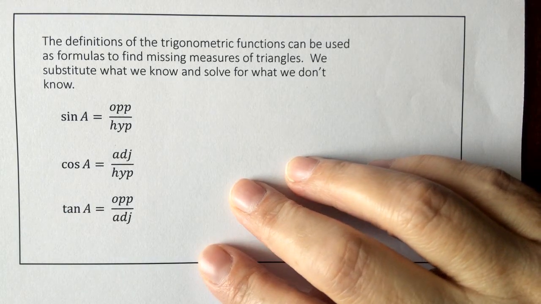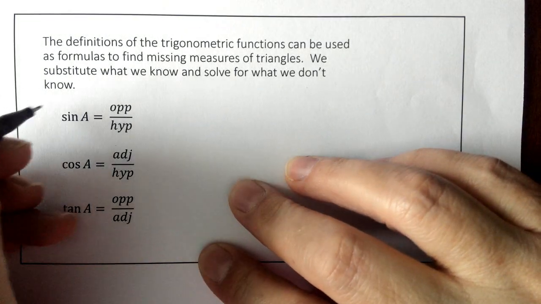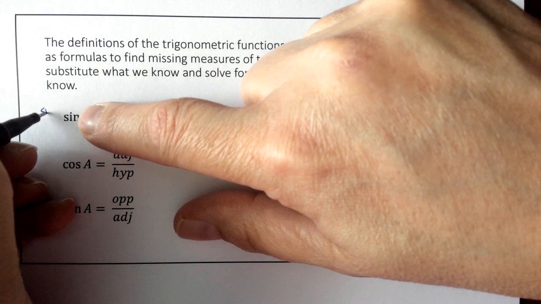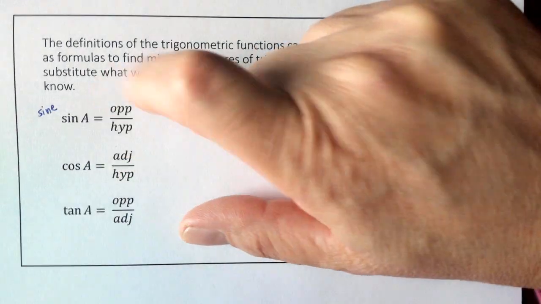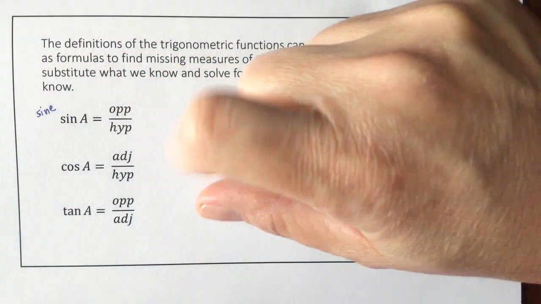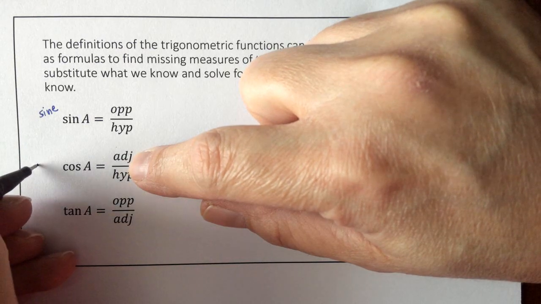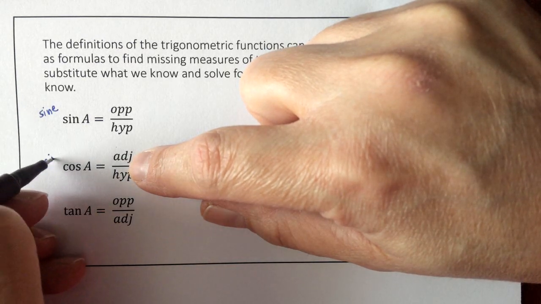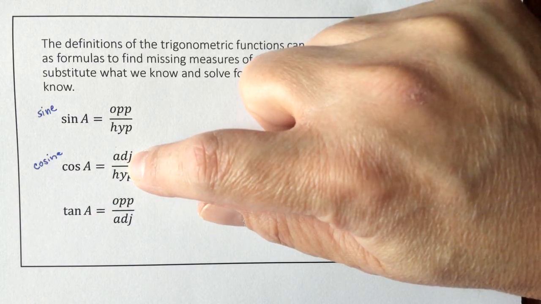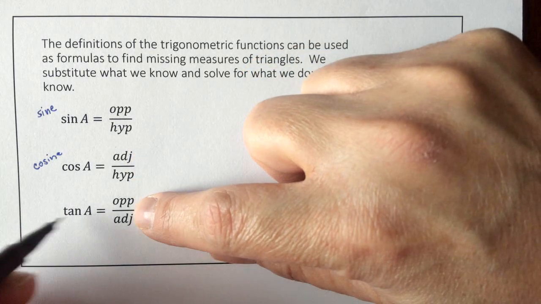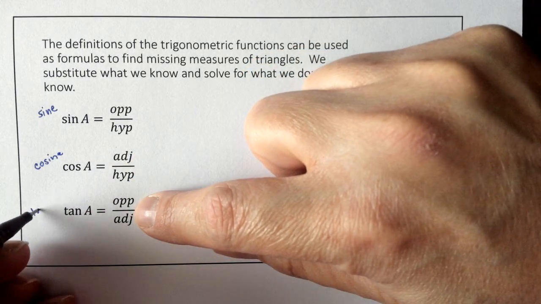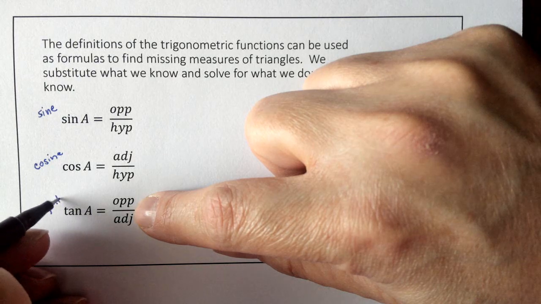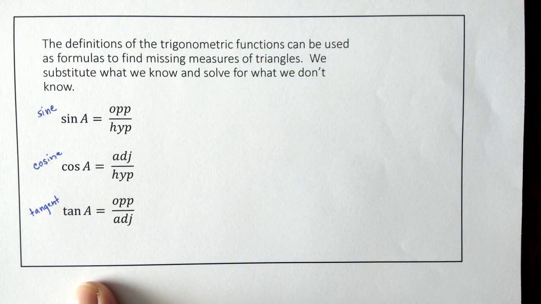Well, let's write some longer words first of all. This first one, SIN, is short for the word sine, so that's the sine function. COS is short for the word cosine, that's the cosine function. And TAN is short for tangent. Now, you should be taking notes at this point. Everything else is just an introduction. Time for serious notes now.